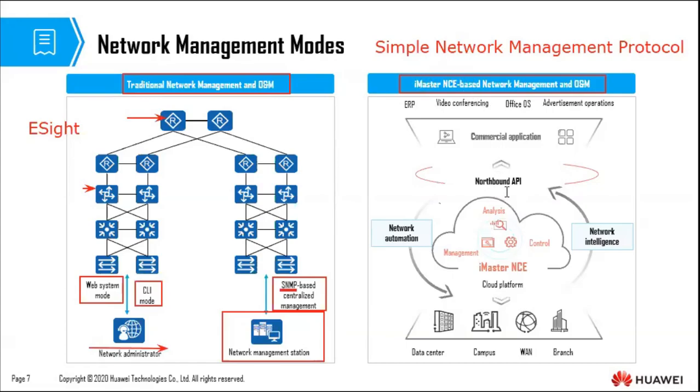iMaster NCE provides network automation and network intelligence. So it's able to collect data from the network, analyze the data that it has collected, and report or even change what is supposed to be changed for the network to continue working properly. So that is what we call network automation.